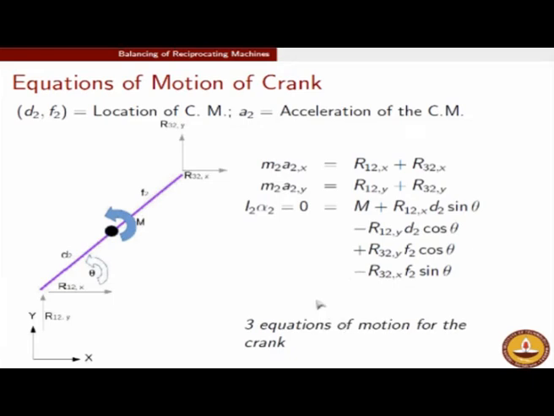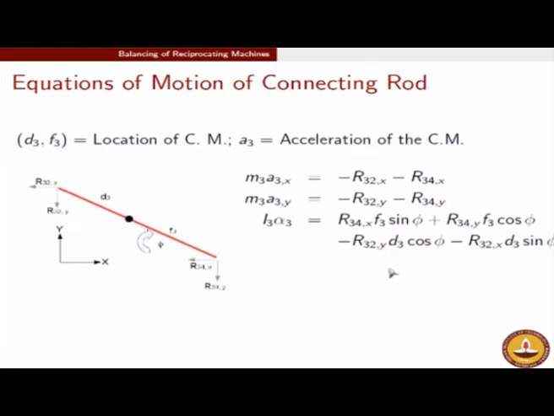Remember, we have 8 unknowns which we have to determine. From the crank itself we have got three equations. Now let us look at the connecting rod. So just in a similar fashion we draw the free body diagram only of the connecting rod. So again, mass times acceleration of the connecting rod in the x direction should be equal to the sum of all forces in the x direction. This time there are two forces in the x direction, R34,x and R32,x. So these two forces come with a negative sign, and that should be equal to M3A3,x.